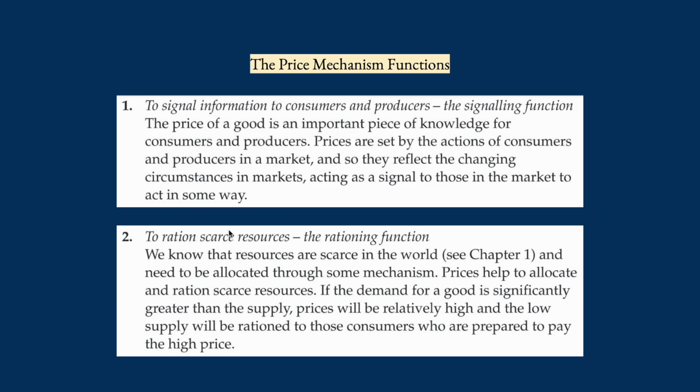Now, obviously, when we're looking at the different price mechanism functions, it's going to be fairly logical and straightforward because we're just going to be evaluating what is the point of price? What does it do for our economies and for our societies, and how does it help us? Number one, it would be to signal information to consumers and producers, also known as a signaling function. The price of a good is an important piece of knowledge for consumers and producers. Prices are set by the actions of consumers and producers in a market, and so they reflect the changing circumstances in markets, acting as a signal to those in the market to act in some way.